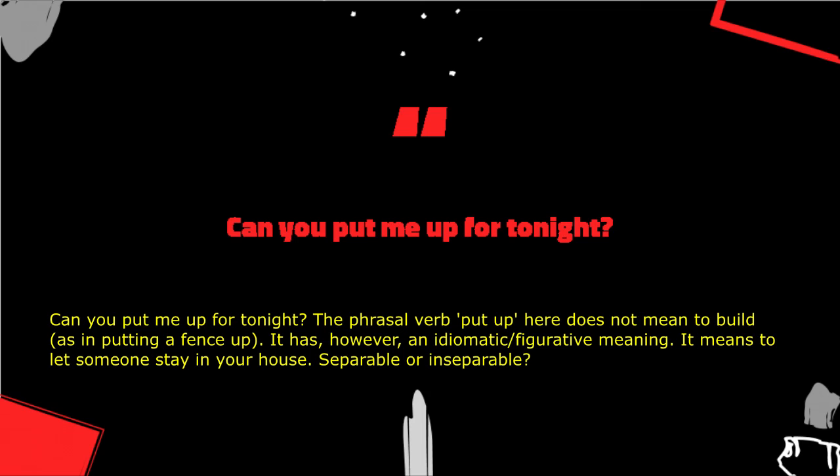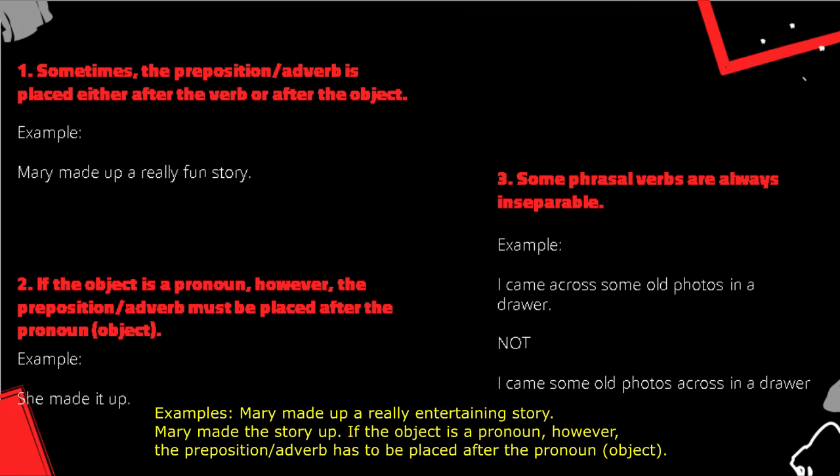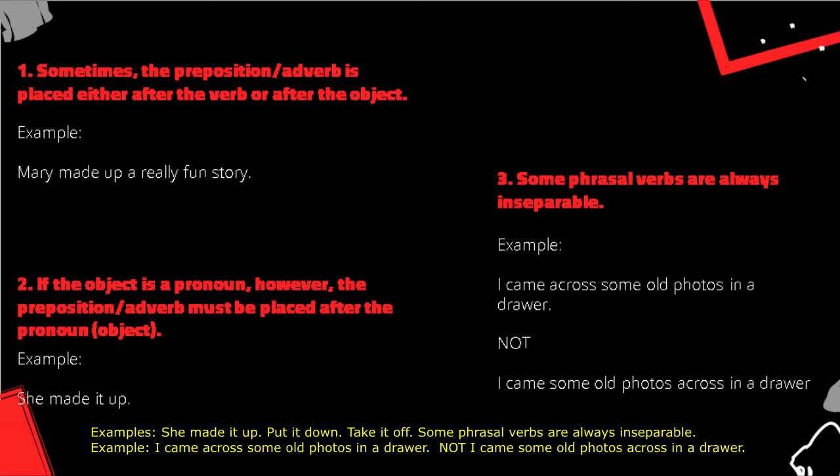Separable or inseparable. Sometimes the preposition or adverb is placed right after the verb or after the object. Examples: Mary made up a really entertaining story. Mary made the story up. If the object is a pronoun, however, the preposition or adverb has to be placed after the pronoun. Examples: She made it up. Put it down. Take it off.